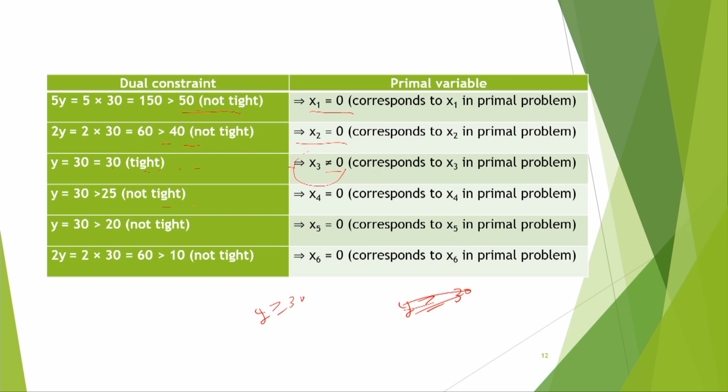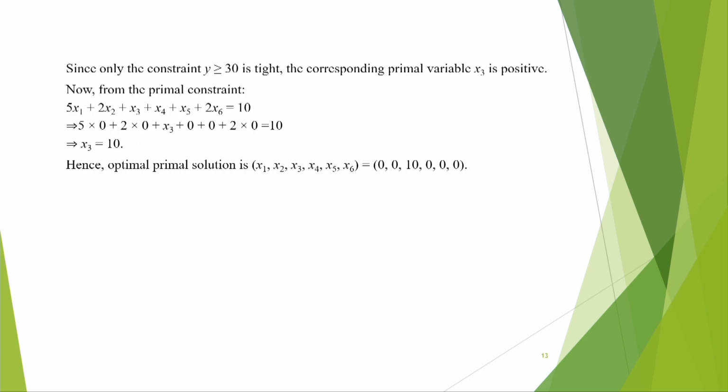So therefore in the primal problem only x3 will be non-zero, all other things are zero, and I already know the profit. So we can calculate x3, since only the constraint y greater than 30 is tight, or only that constraint is active. We also say active, because the value is 30 and we are just at the border. Suppose I had got y is equal to 50, then that would not be active. Of course, if I get y is equal to 29, then it will not be accepted.